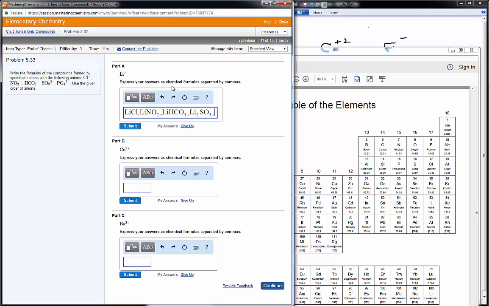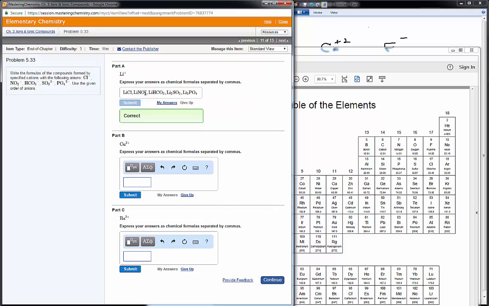And for this last one, phosphate has a 3- charge. So I'm going to need 3 lithiums to balance that out. So I'm going to have Li3PO4. So just like that, you can see how if I miss one tiny piece of information or neglect to put in a comma, for instance, it's going to dock me for that. So be very careful and precise when putting these in.